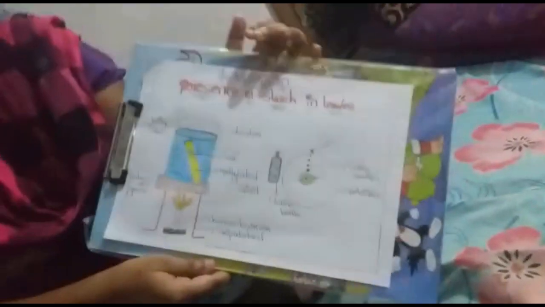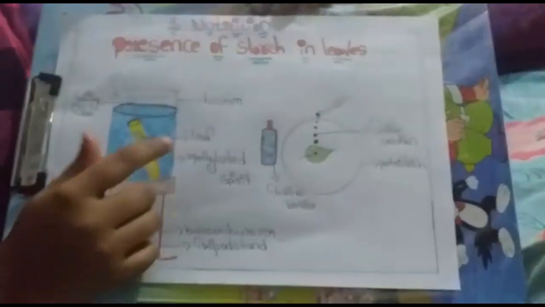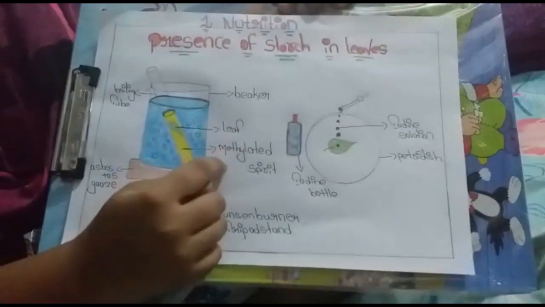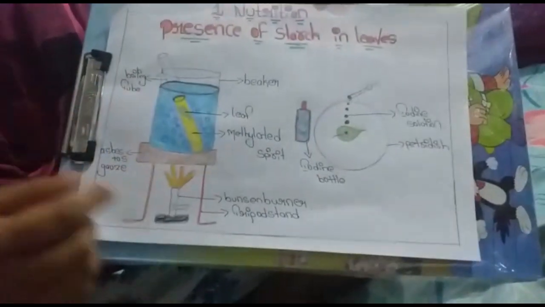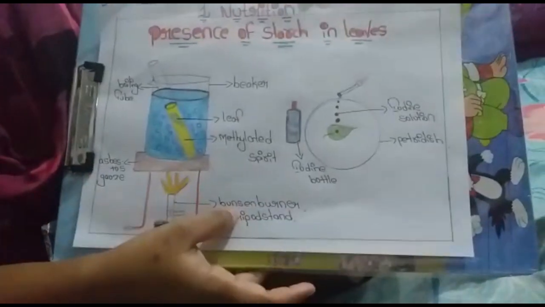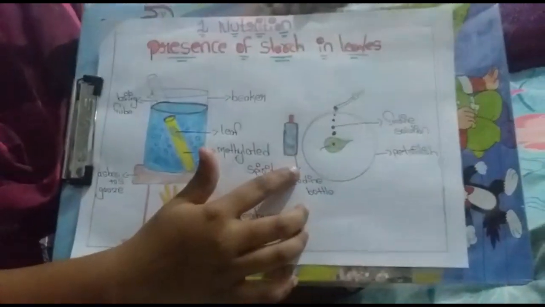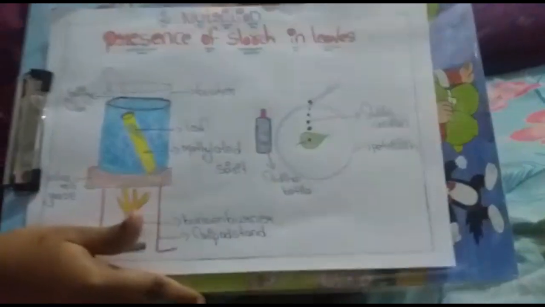I am going to tell an experiment in biology. The chapter is nutrition. The experiment is the presence of starch in leaves. The aim is to prove the presence of starch in leaves. The required materials are a beaker, leaf, methylated spirit, boiling tube, asbestos gauze, Bunsen burner, tripod stand, iodine solution and petri dish. First, the procedure.